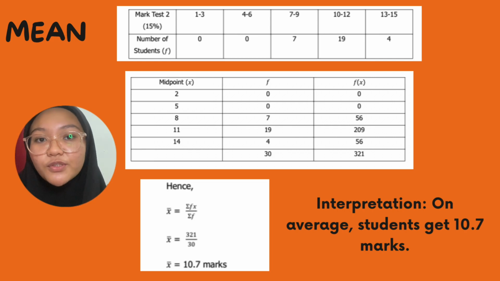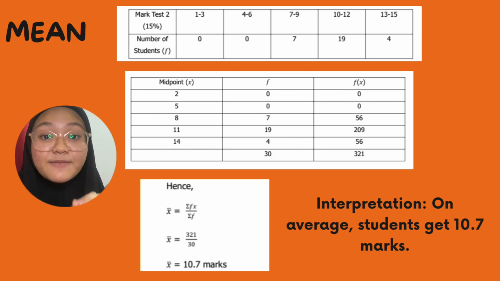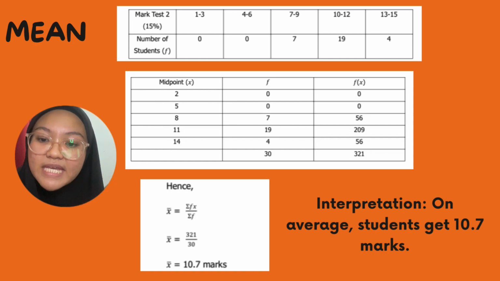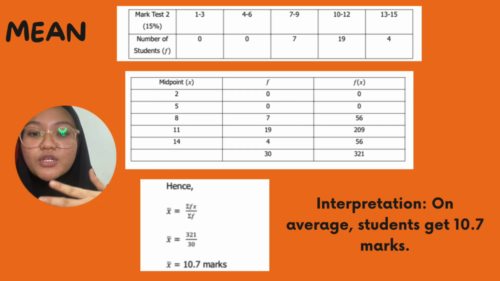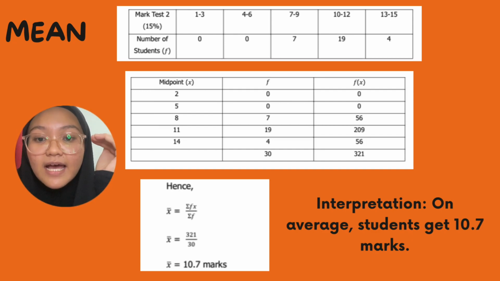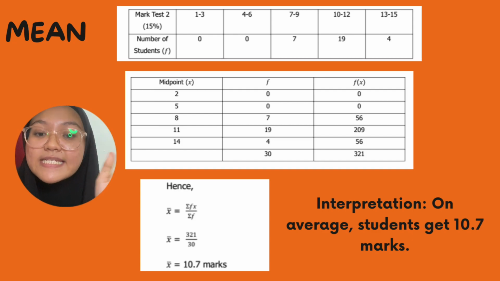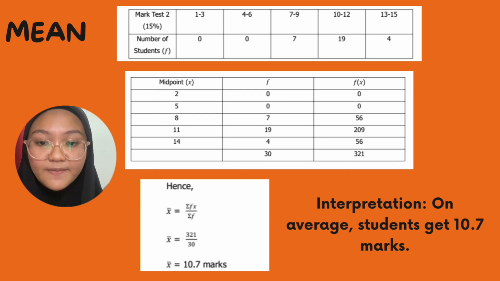Next, we will move on to calculate the data analysis. The first component of the data analysis is the mean. Before we calculate the mean, we have to know the midpoint, which is x. How do we calculate the midpoint? It is basically for each class interval. For example, we choose the class interval 7 until 9. We take the highest number in the class interval, which is 9, plus the lowest number, which is 7, and then divide it by 2, which gives us the answer 8.